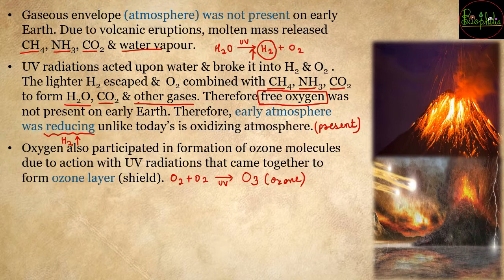So यूवी लाइट के प्रेजेंस में ऑक्सीजन ने ओजोन का मॉलिक्यूल बनाया, और ओजोन ने जब कंबाइन किया अपने आप को, then there was formation of a shield that is called as ozone layer. Now this ozone layer was a kind of umbrella which was protecting the earth inside it.